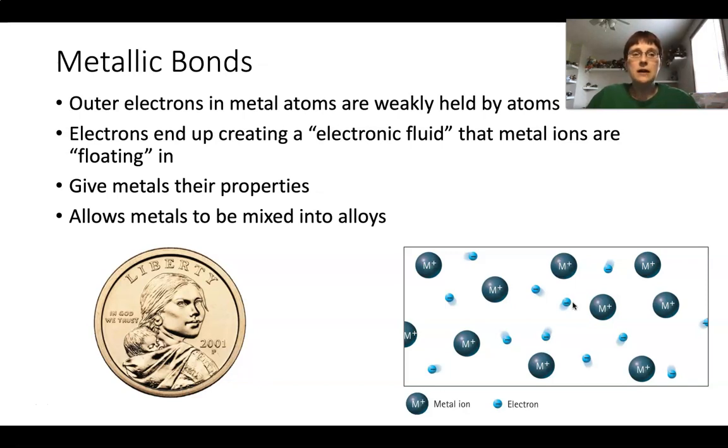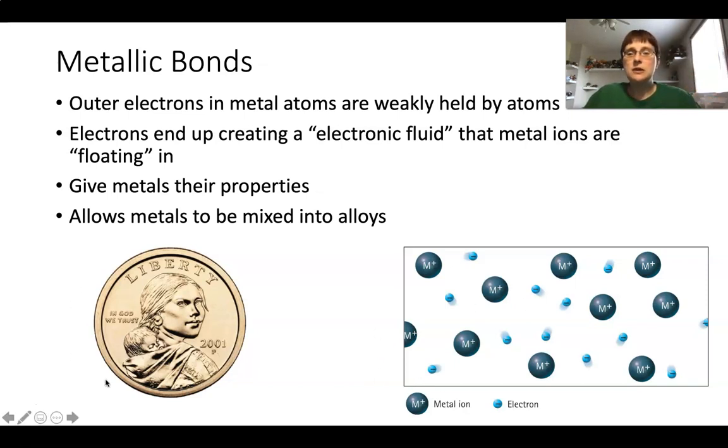You've probably heard of alloys before, things like brass and bronze. They are not true pure metal. They are a mix of metals, but making those mixtures, steel's another one, can make the metals stronger or give them different properties of color, conduction, and so forth.